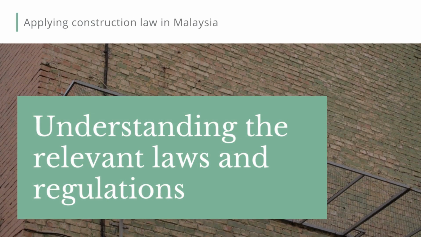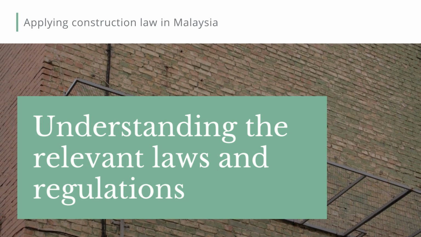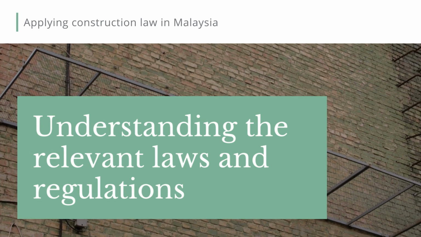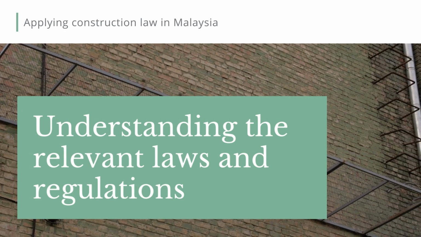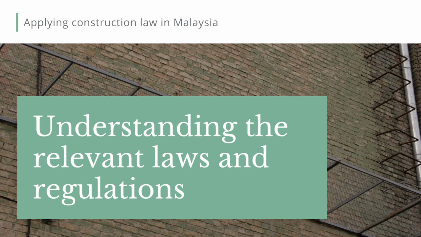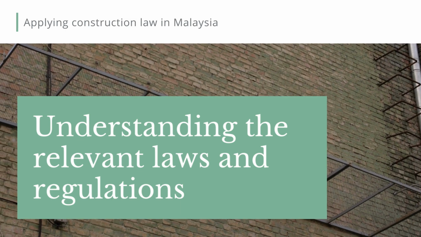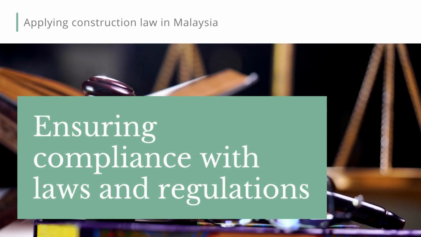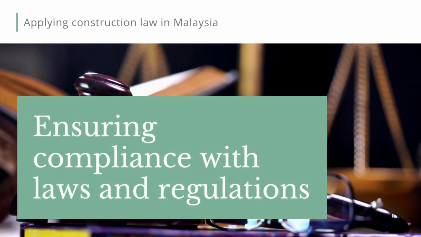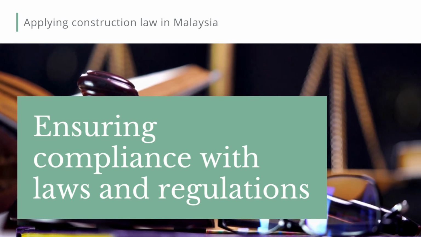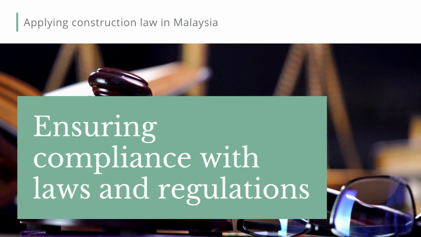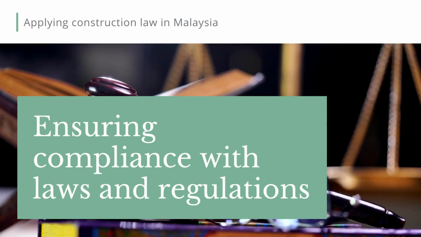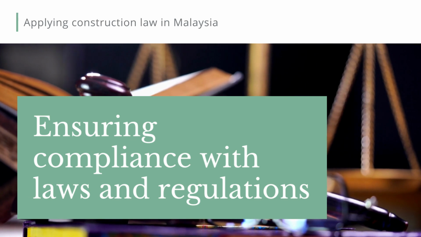The first step in applying construction law in Malaysia is to understand the relevant laws and regulations that apply to the construction project. This includes familiarizing yourself with laws and regulations related to planning and design, contractual arrangements, construction operations, dispute resolution, and compliance and enforcement. Once you have a good understanding of the relevant laws and regulations, the next step is to ensure compliance with them. This may involve obtaining the necessary permits and approvals, complying with building codes and environmental impact assessments, and complying with occupational safety and health regulations.